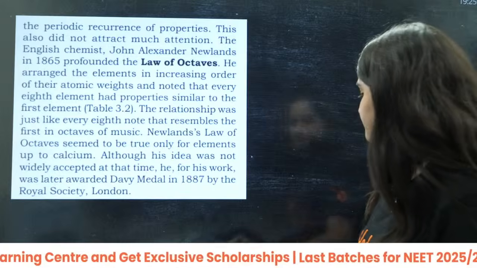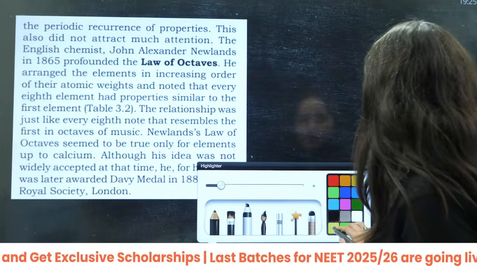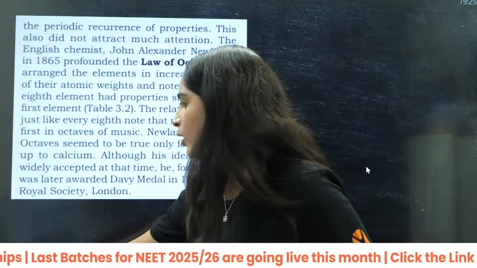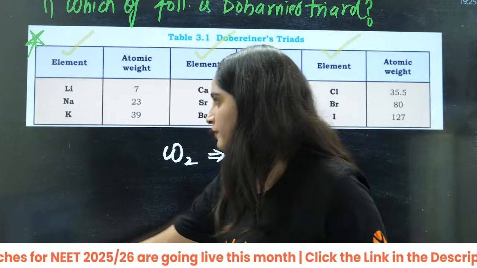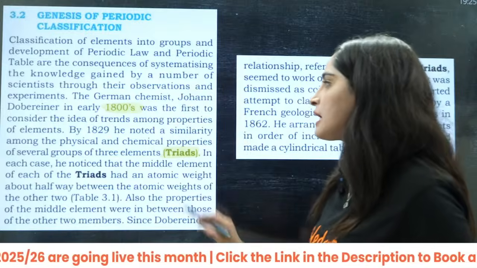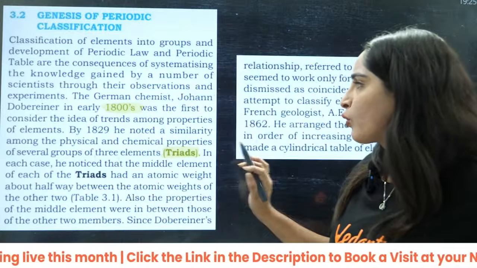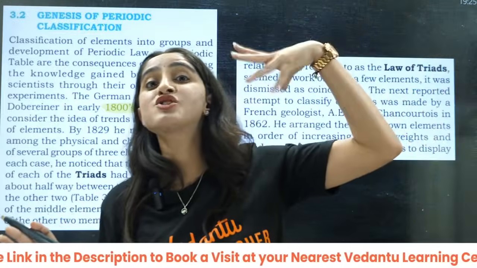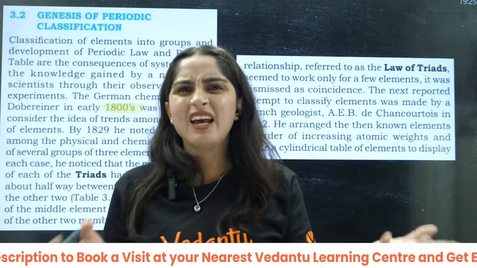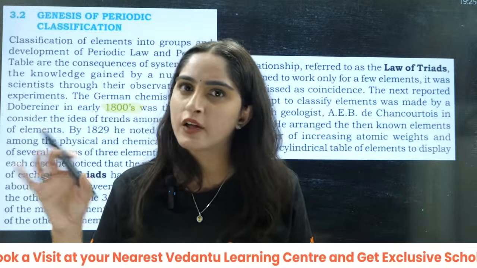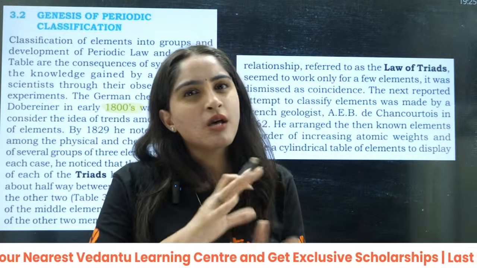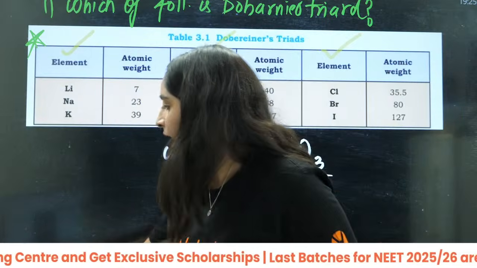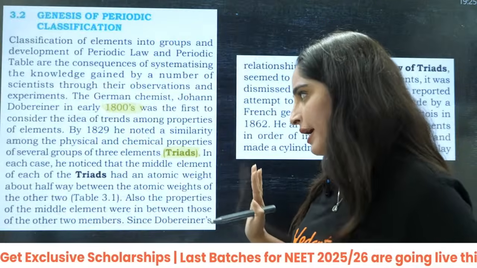Now, next is the periodic recurrence of properties. Now, what is he saying here? Wait, I forgot to read this thing, right? By 1829, he noted a similarity among the physical and chemical properties. How did this triad come to his mind? Back then, there were just a few elements. He saw there is some kind of similarity. This is the similarity that he saw, right? And he named these elements as triads, right?